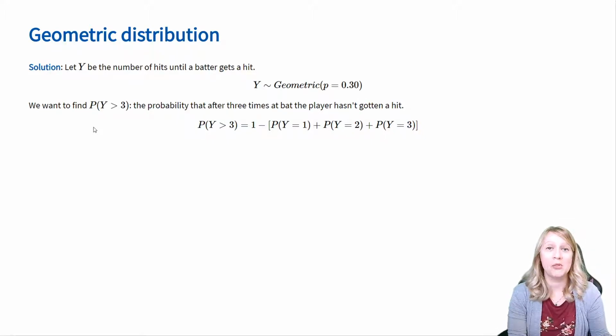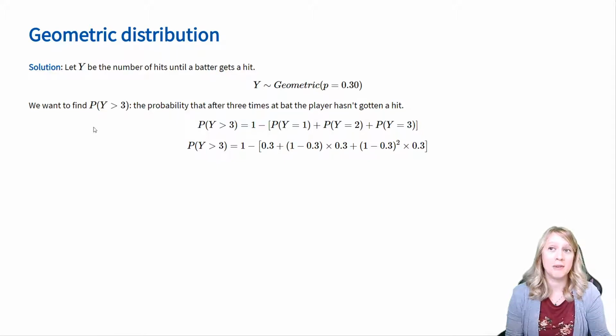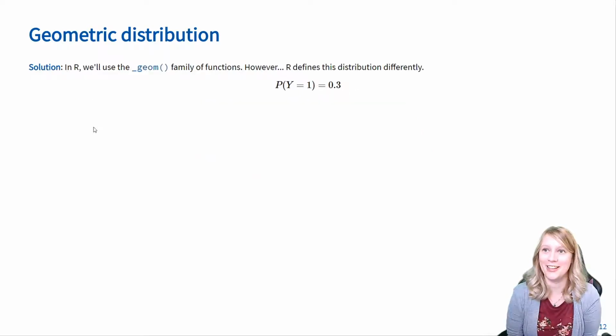We can find that by taking 1 minus the probability that they get a hit on their first try, plus the probability of a second, plus the probability of being successful on the 3rd. So we get, plugging into the geometric formula, 1 minus 0.3 for the probability that they're successful the first time, plus (1 minus 0.3) times 0.3 for the second time, plus (1 minus 0.3) squared times 0.3 for the 3rd time. When we plug all this in and do all the calculations, we get about a 34% chance that even after the 3rd at bat, the player has not gotten a hit.